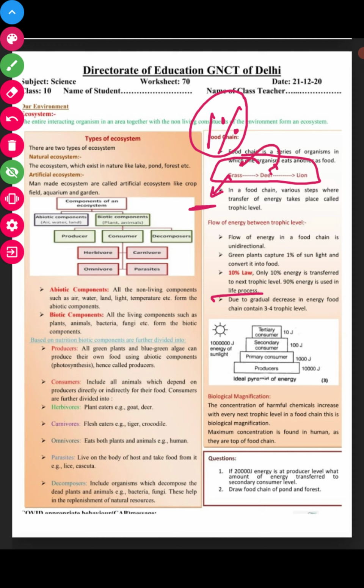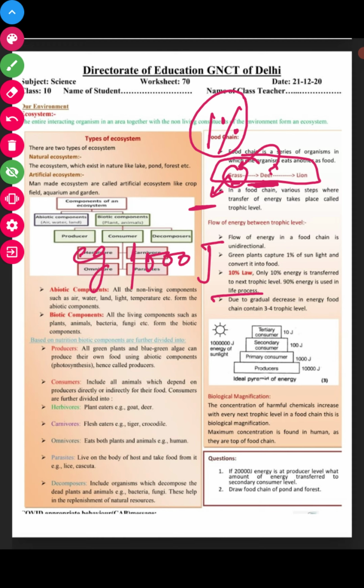Now this deer eats this grass. How much energy will this deer get from the grass? Let's see. Suppose we take the example that the grass has 1000 joule of energy. Then according to this 10% law, the deer gets 10% of this 1000 joule, which means it gets 100 joule. This deer gets 100 joule of energy by eating this grass.